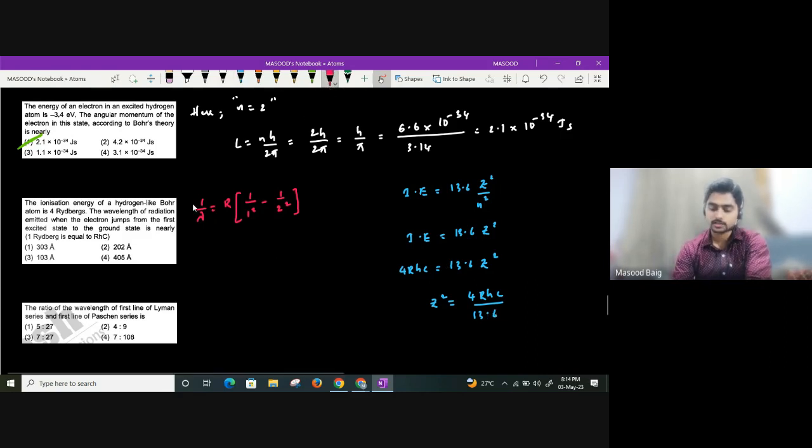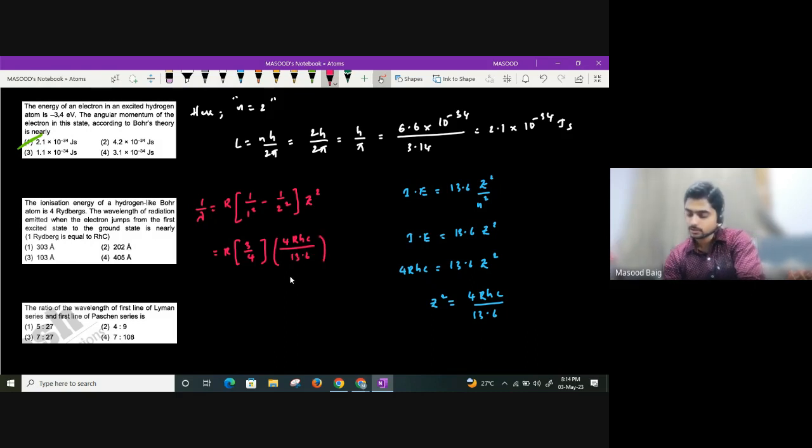Now they are asking us to find the wavelength of the radiation emitted, guys. So I can write it as R into 1 by 1 square, minus 1 by 4, and 1 minus 1 by 4 will be 3 by 4. But a hydrogen-like atom is given, so I can write Z square, guys. And how much did we get for the Z square value? 4RHC divided by 13.6. I think I wrote something wrong here, but the Z square value will be correct only.